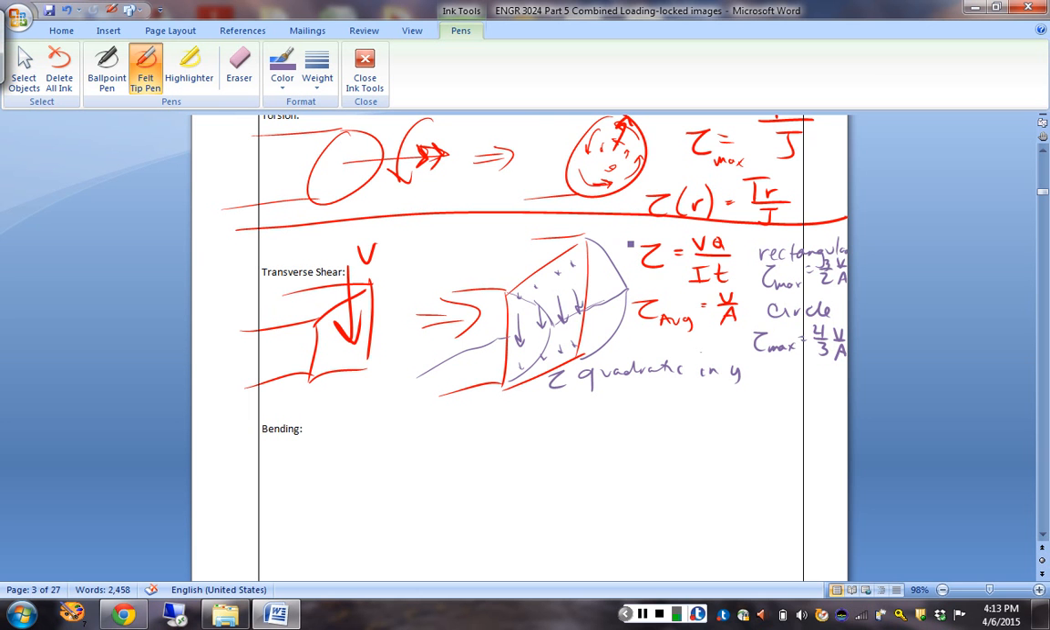So VQ over IT is never wrong for the shear stress at any given location. What is that Q thing? How do I calculate it? Which is more relevant to what you have to do this Thursday. It does. What's the formula? Anyone? Anyone?